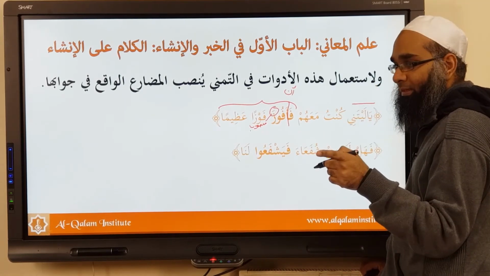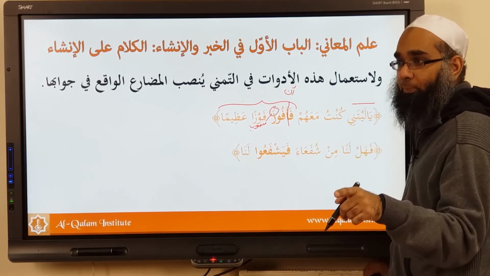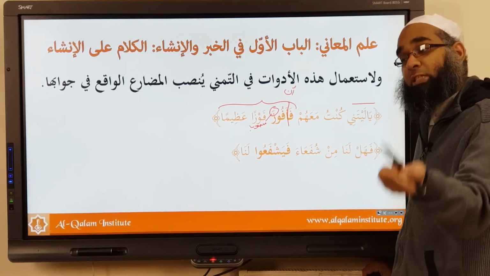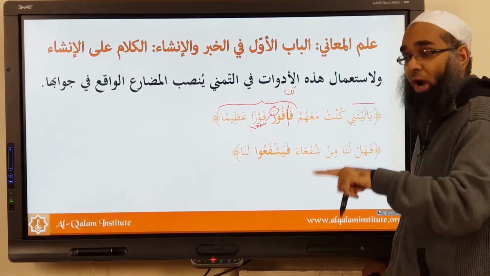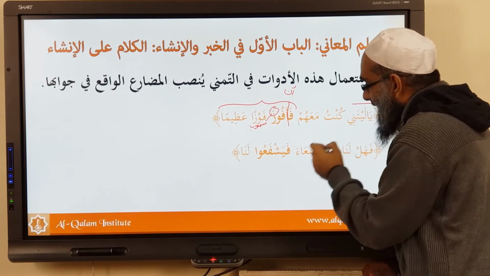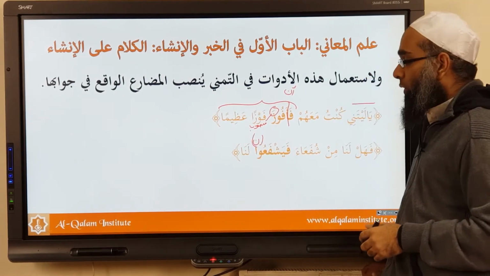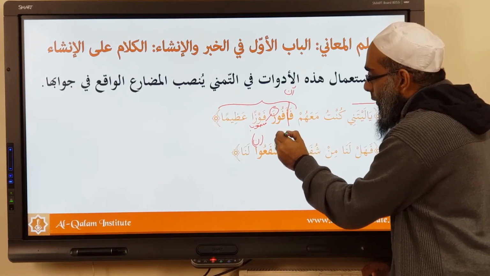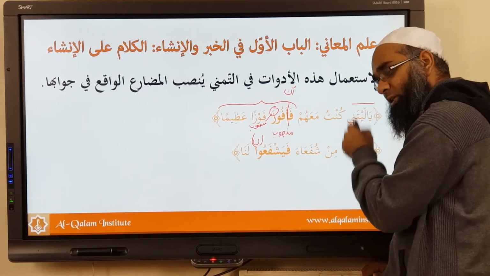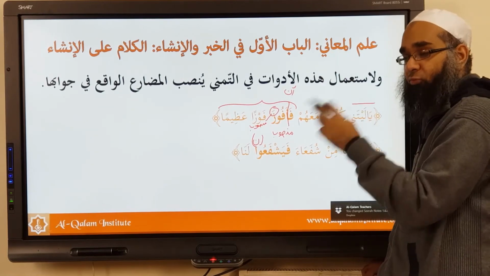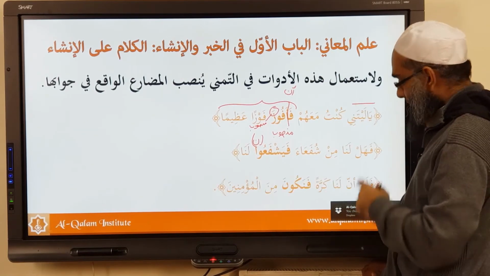Hal is not for istifham. There's no jawabul istifham that comes mansoob. But when hal is now used as tamanni, it will follow the grammar of tamanni as well. And you have فَهَلْ لَنَا مِن شُفَعَاء فَيَشْفَؤُونَ. No, فَيَشْفَؤُونَ. The noon is dropped off, making it mansoob. Why is it mansoob? Because of hal. Hal is not a tamanni particle, but it's used in the meaning of tamanni. Therefore, it will follow the same grammatical rules.